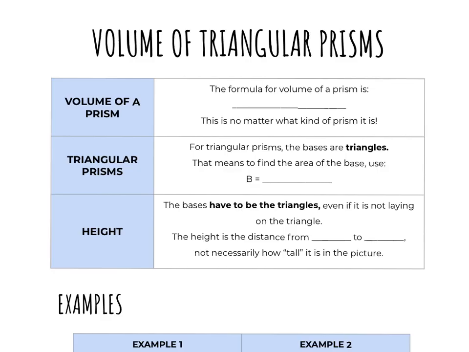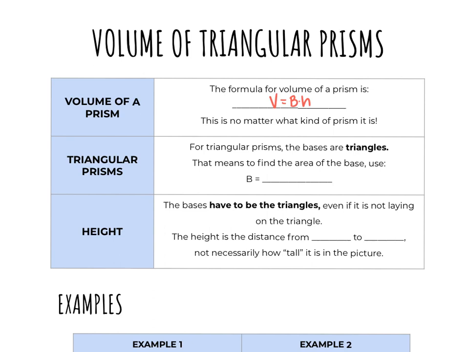Since we're still talking about prisms, the formula for the volume doesn't change. For any type of prism, the formula is V equals capital B times H. Remember, V stands for volume, the capital B stands for the area of the base, and the H stands for the height of the prism.